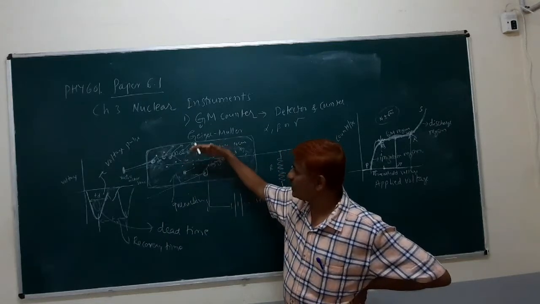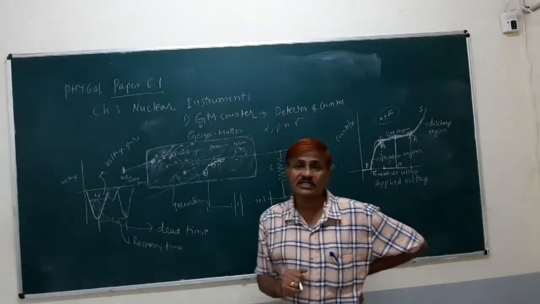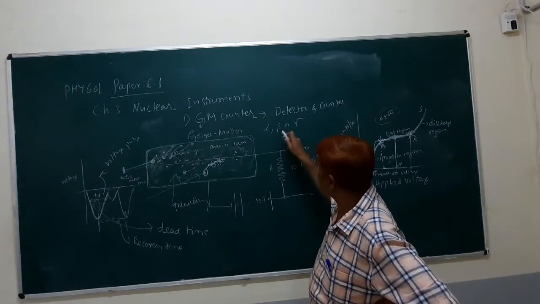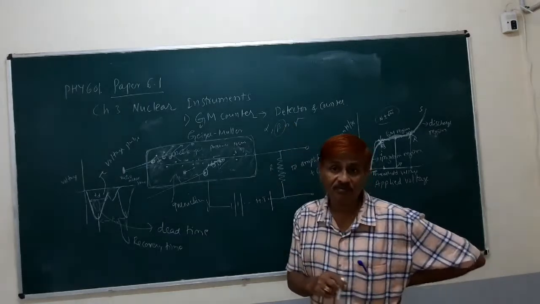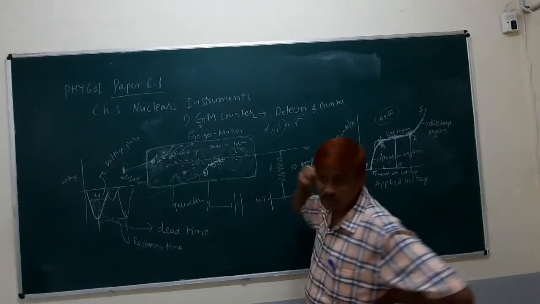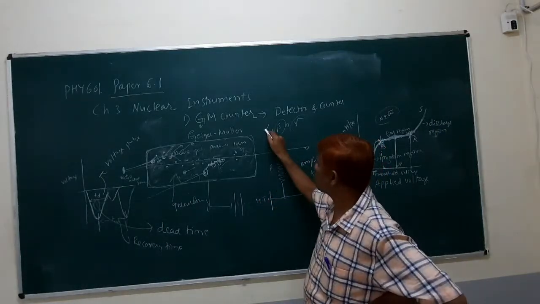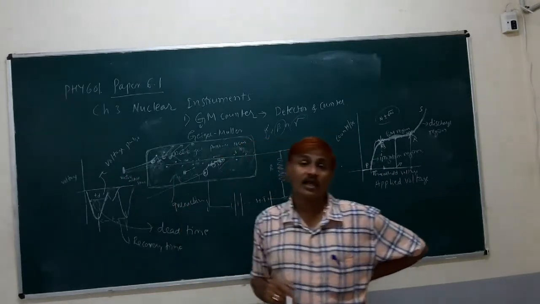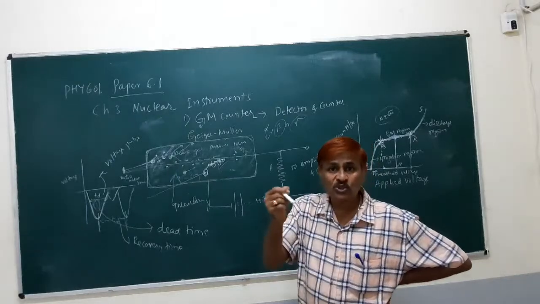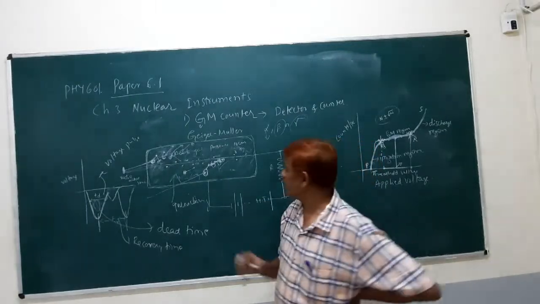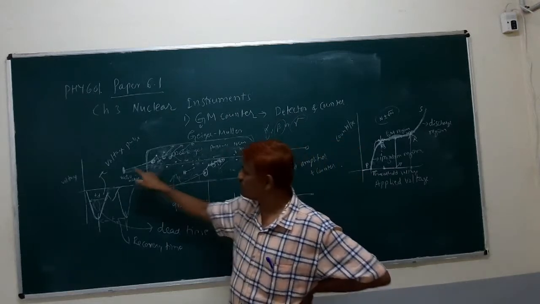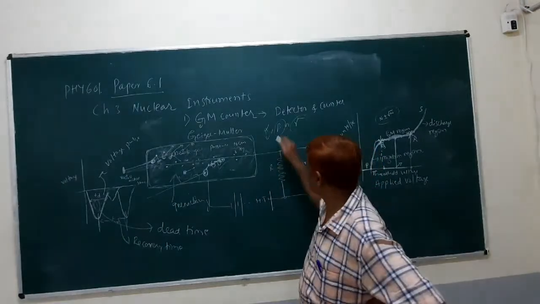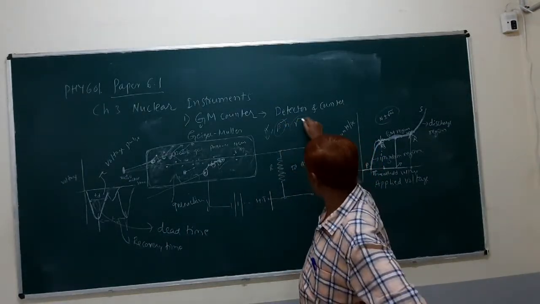Quenching gas is added along with the noble gas in a Geiger-Muller counter. The Geiger-Muller counter is suitable for beta rays. It can be used to count gamma rays also, but alpha rays are immediately absorbed within 2 to 3 centimeters of air. For that reason, it is not suitable to count alpha rays, because there is a gap between the source and the tube. So it is best suited for beta rays, and you can even count gamma rays.